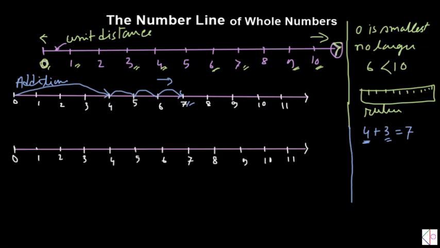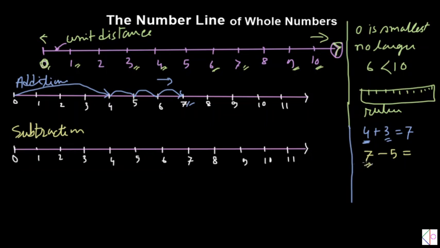Next, let us discuss subtraction. Subtraction of two whole numbers. One is, suppose, 7, and the next one is, suppose, 5. The difference is that here, before the digit 5, a minus sign is there.